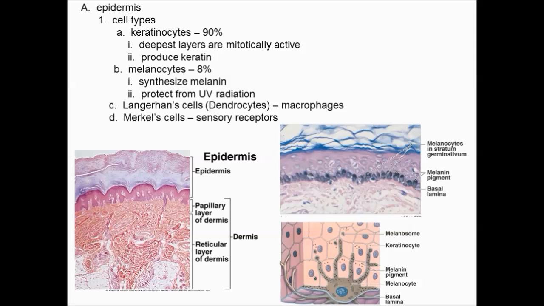We'll start with the epidermis, which is almost 90% composed of cells which we call keratinocytes, because their principal product is keratin, a protein, which we're going to talk about. The deepest layer of these cells, called the stratum basale, is very active mitotically, and unlike some of the other parts of the skin, this is probably the most mitotically active area.